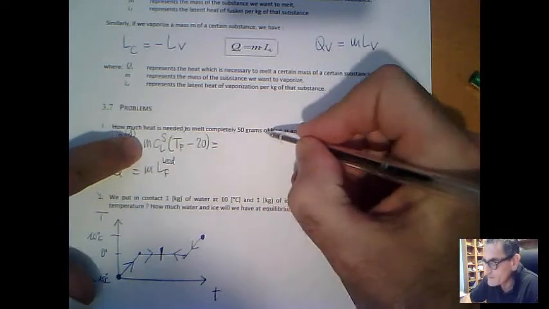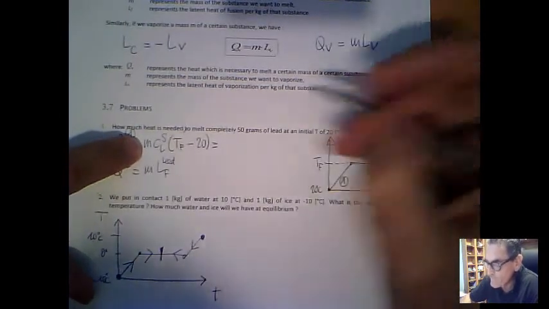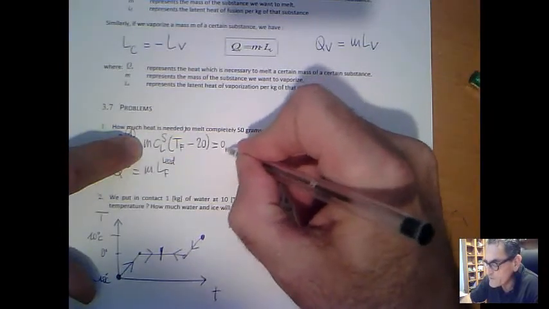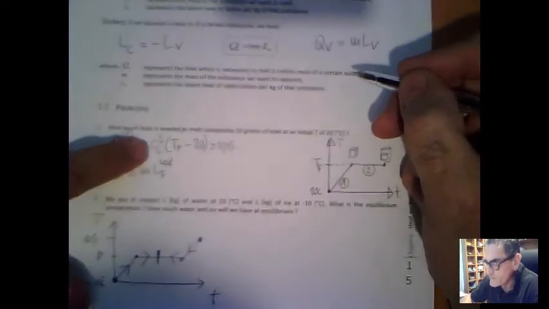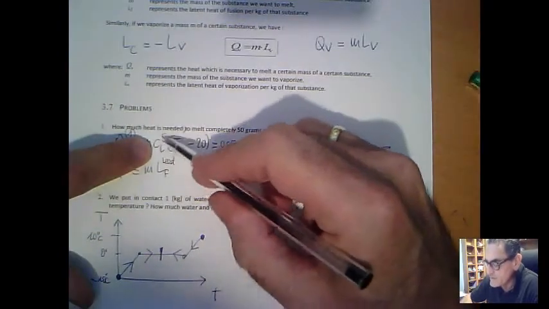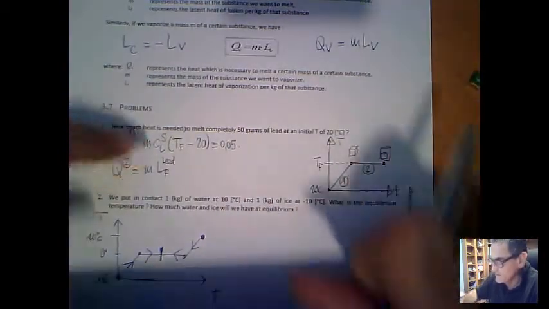We have the mass, which is 50 grams. So how should I write it? 50 grams, I should write it in kilograms, so 0.05. And then the specific heat of the lead, this we didn't look for.